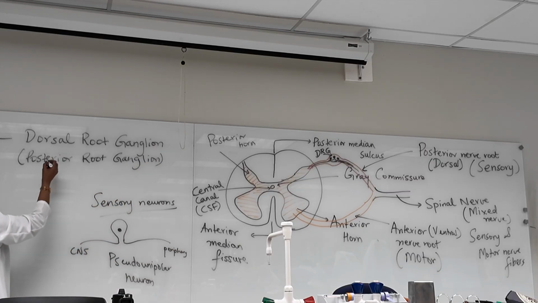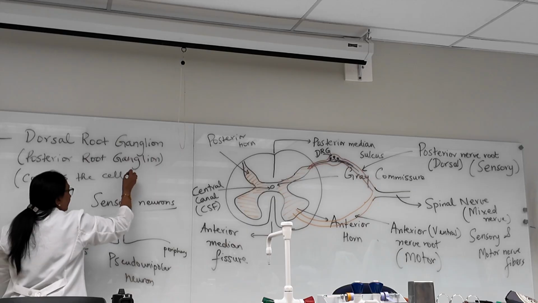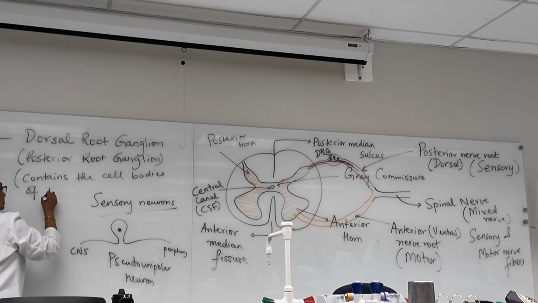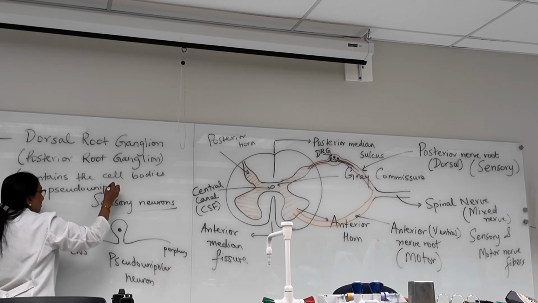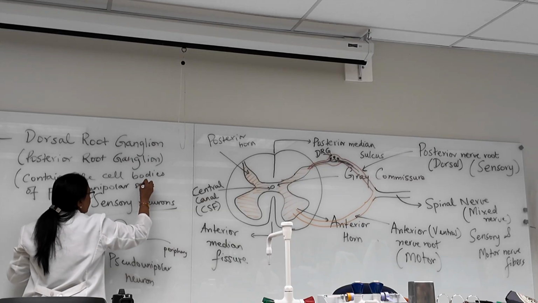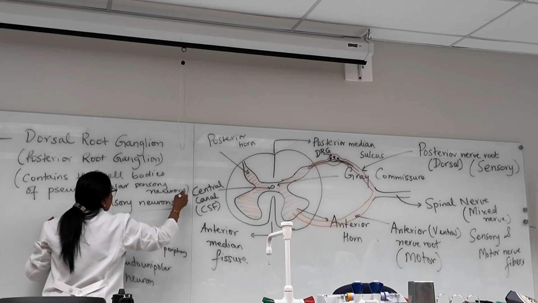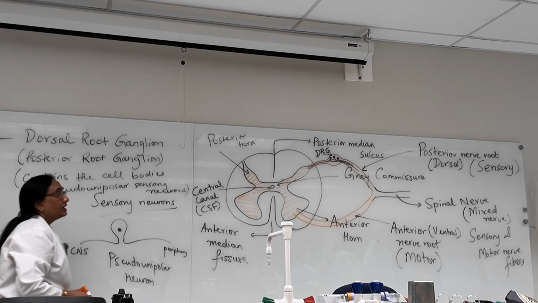What does this dorsal root ganglion contain? It contains the cell bodies of pseudounipolar sensory neurons. It contains the cell bodies of pseudounipolar sensory neurons. Okay?